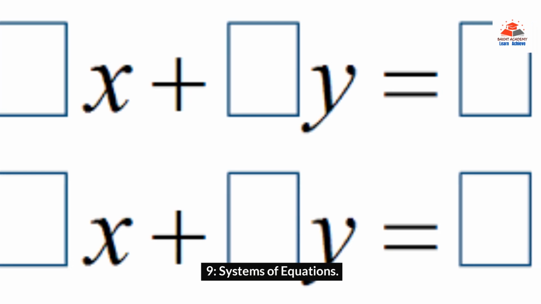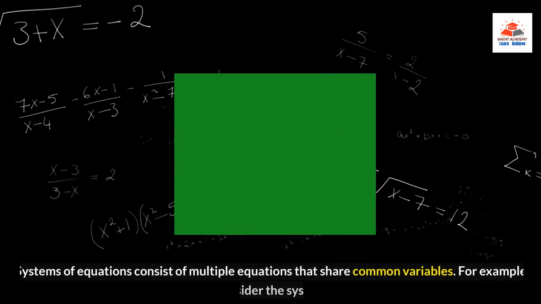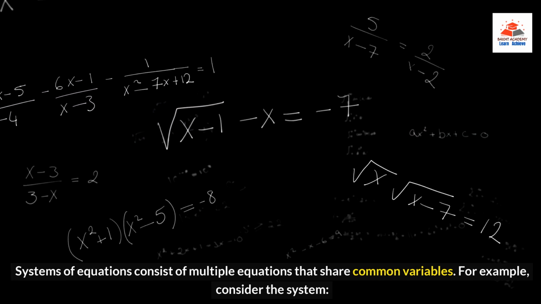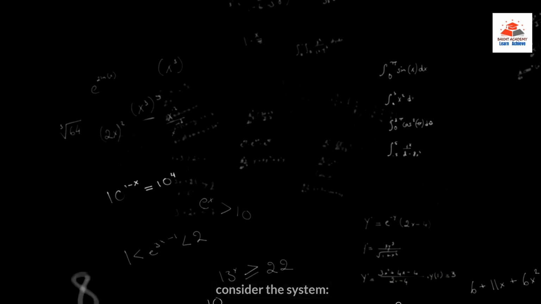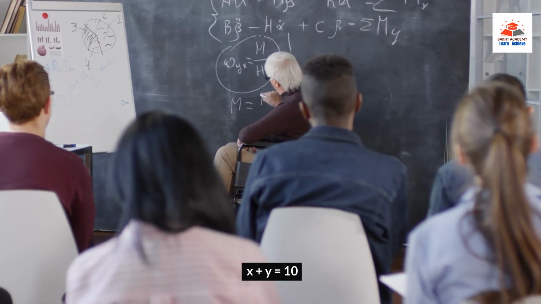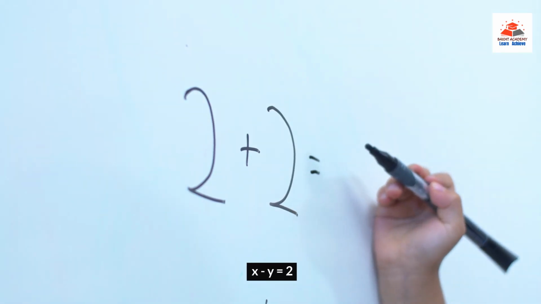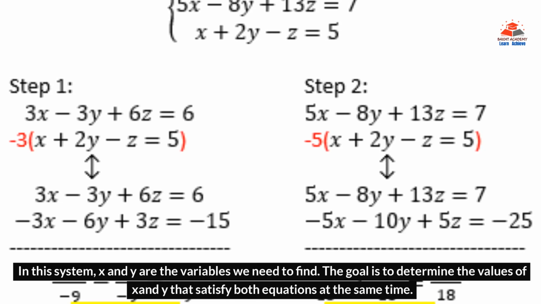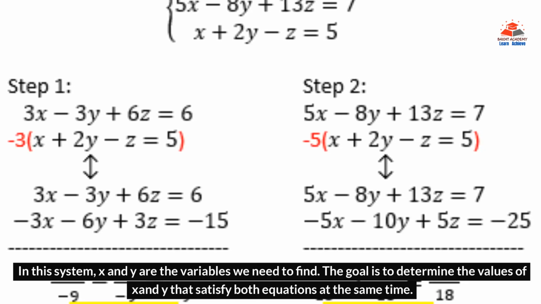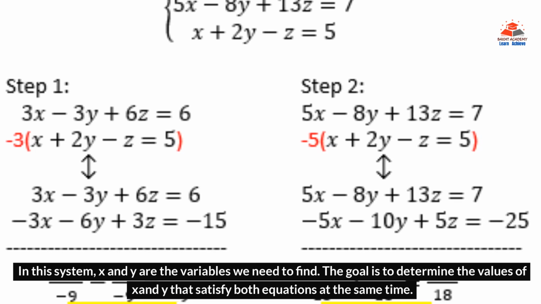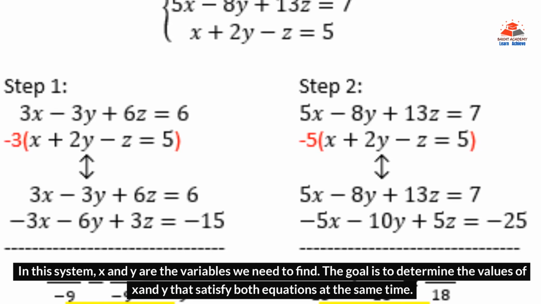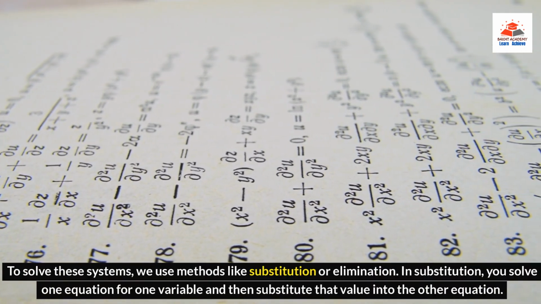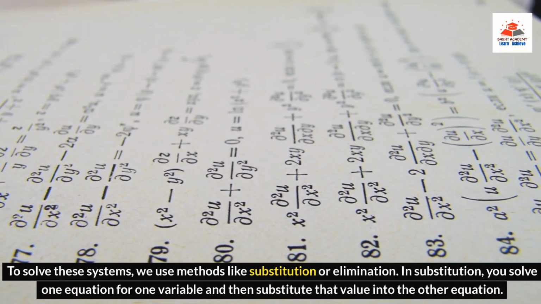9. Systems of equations. Systems of equations consist of multiple equations that share common variables. For example, consider the system x + y = 10, x - y = 2. In this system, x and y are the variables we need to find. The goal is to determine the values of x and y that satisfy both equations at the same time. To solve these systems, we use methods like substitution or elimination.